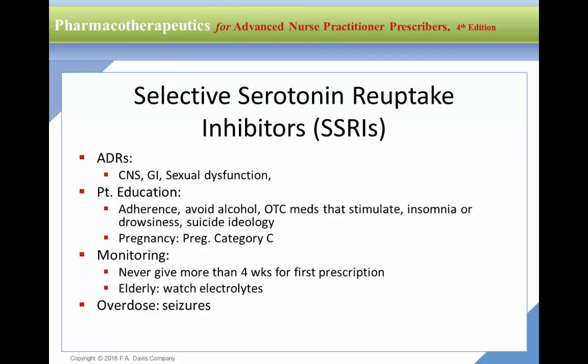Now, of course, with all the antidepressant medications, you have to be very attentive for suicidal ideation. Avoid over-the-counter medications that increase serotonin and norepinephrine. Avoid alcohol. Tell the patient to adhere to the medication because it doesn't work right away.